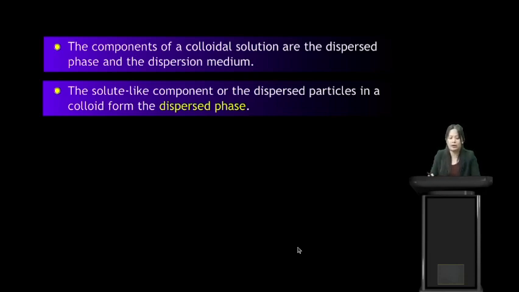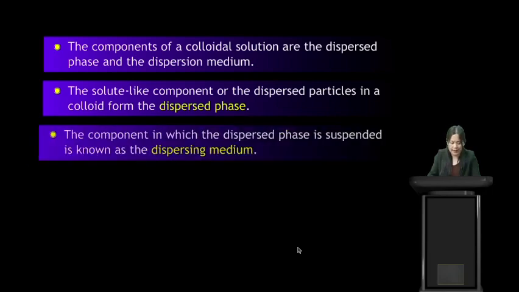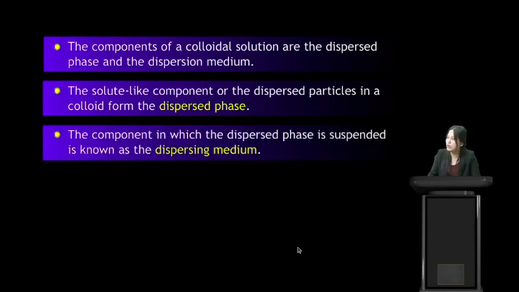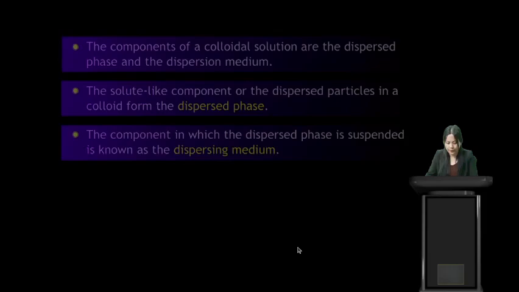Okay, the solute-like components or the dispersed particles in a colloid form the dispersed phase, and the component in which the dispersed phase is suspended is known as the dispersion medium. So when we relate, the dispersed phase is solute-like and the dispersion medium is solvent-like. Okay, so these are the two components of a colloidal solution.